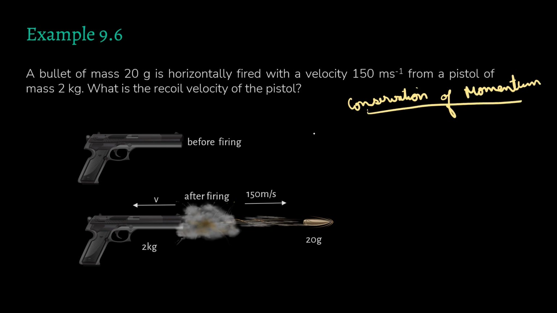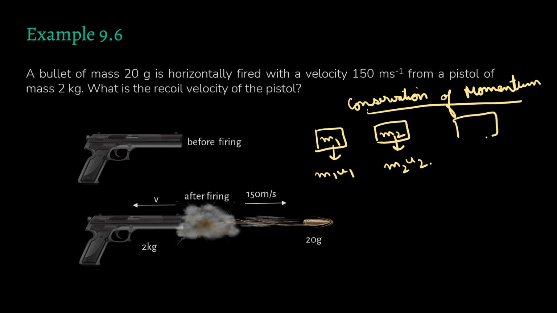So if we have a system of two objects, there is one object which has mass m1, another object which has mass m2. If the initial momentum of m1 is m1 u1, where u1 is the initial velocity of m1, and the initial momentum of mass m2 is m2 u2, where u2 is the initial velocity, then what will be the final momentum? For instance, m1 has the final momentum m1 v1, where v1 is the final velocity of m1. And m2 has final momentum m2 v2, where v2 is the final velocity of m2.